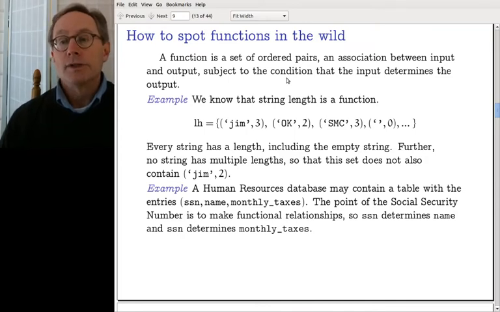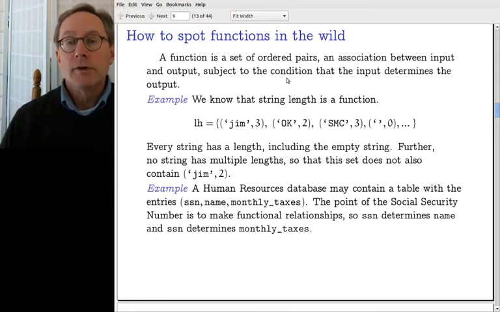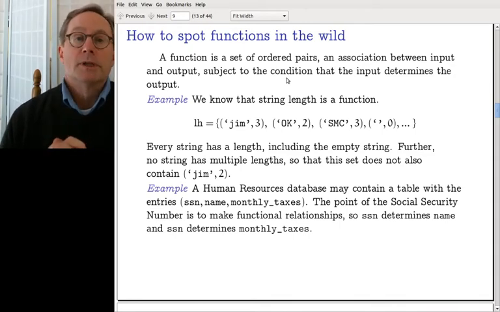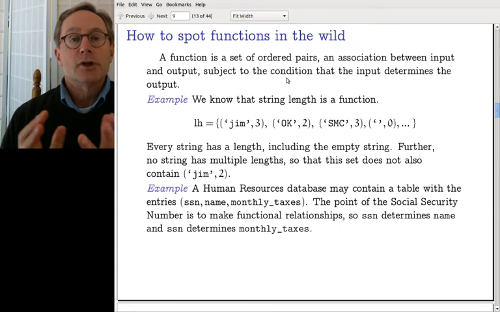A human resources database might contain a table with entries like social security number, name, and monthly taxes. Now, the point of social security number is to make functional relationships. Unlike, say, the name John Smith, there are not supposed to be 2 people with the same social security number. So the Social Security number determines the name, and the Social Security number determines monthly taxes. That is to say, Social Security number is a uniqueifier.